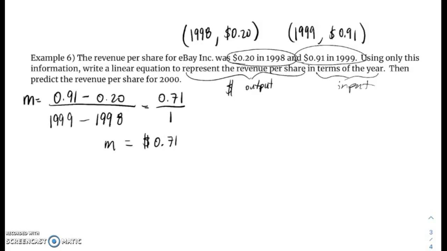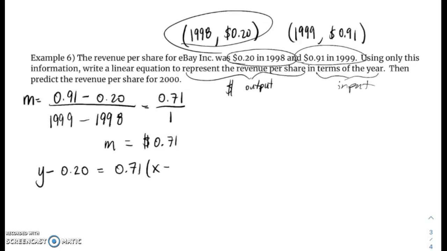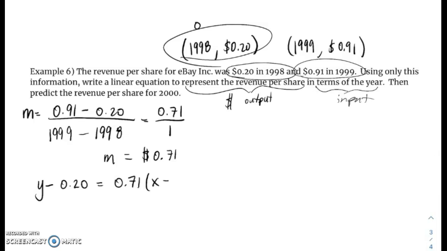Let's just choose, it doesn't really matter, but let's just choose our starting year. So we're going to do y minus y1, which is 20 cents, equals the slope, which is 0.71, times x minus the starting year, which would be 1998. And then this could be different in different problems. So we could make 1998 year 0, in which case you would make this a 0 and this a 1. So you can do it that way. You still will get 71 cents for the slope, but it would be a little different right now.